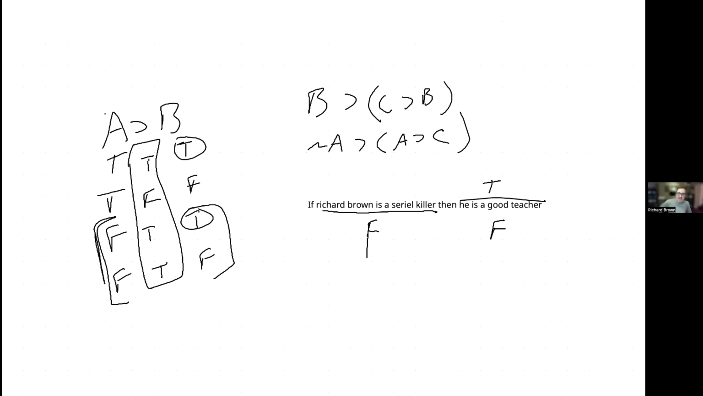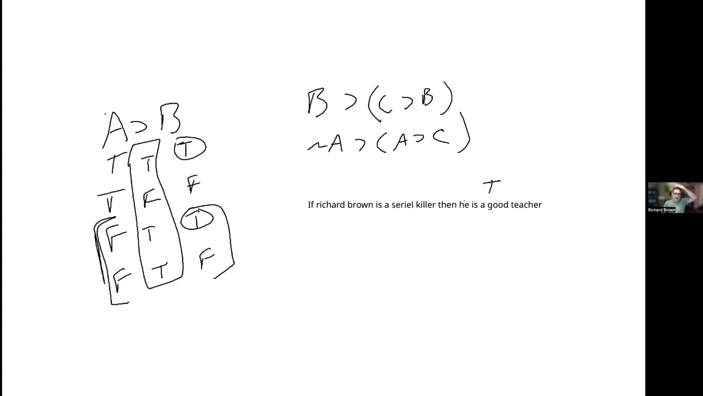So this is sometimes odd, but we say this is a true sentence: if Richard Brown's a serial killer, then he's a good teacher. If the moon is made of green cheese and Richard Brown lives in Long Island, we say that's a true sentence. And many people just violently reject the possibility that these sentences are true.